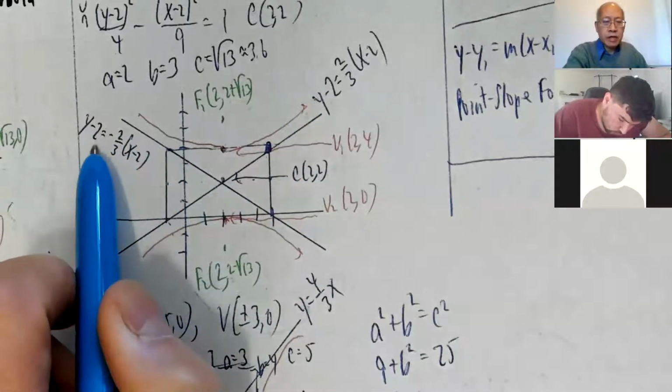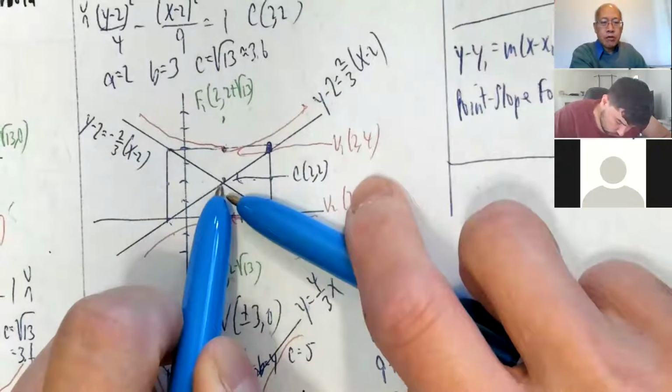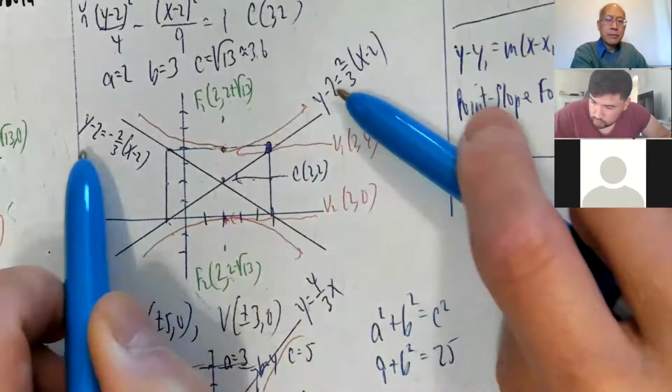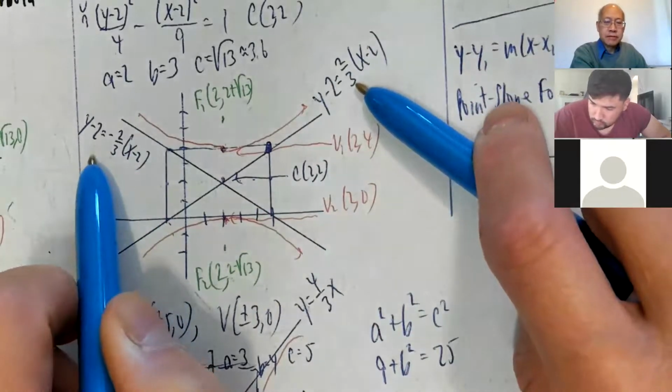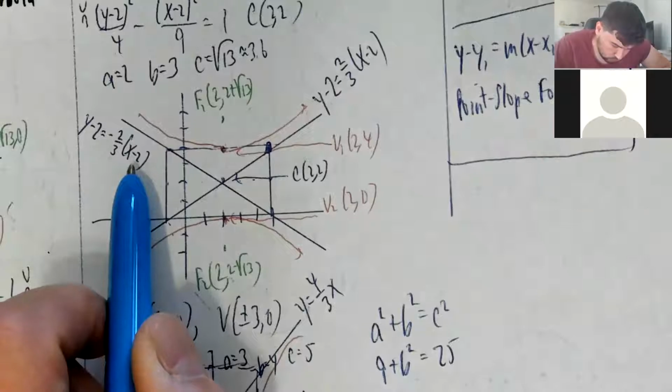This is the exact same formula, except instead of positive 2/3, it's negative 2/3. But you still have y minus 2 because both lines go through the same point, right? y minus 2 equals negative 2/3 times x minus 2. And just stop there. Don't try to simplify that. Just leave it like that for the final answer.